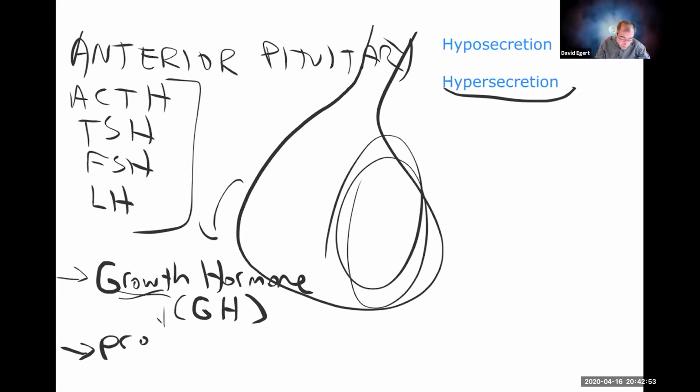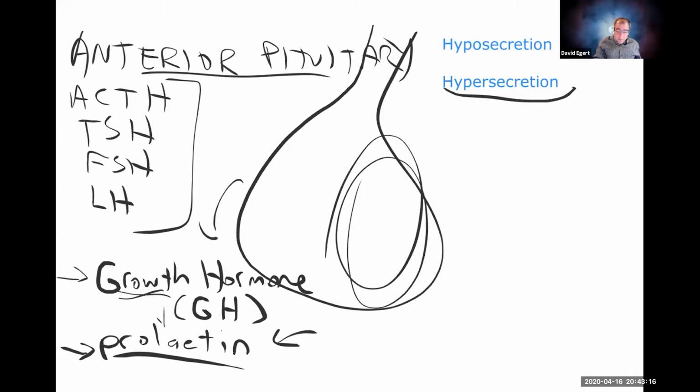Prolactin promotes lactation. Typically the mammary glands are inactive. Obviously, during pregnancy, they have to get primed and wake up and get ready to go, and that's part of this job here. So that's the anterior pituitary, and you can kind of come back.